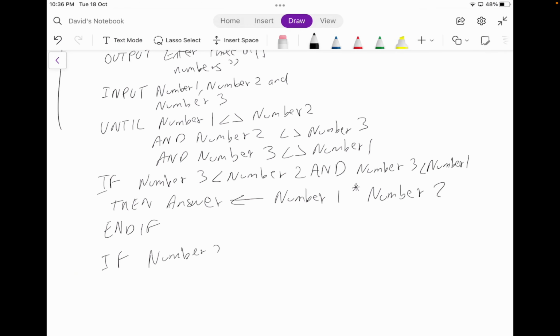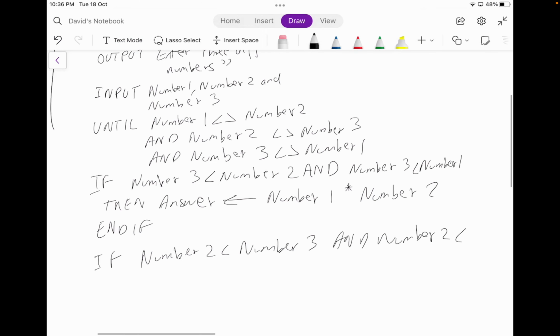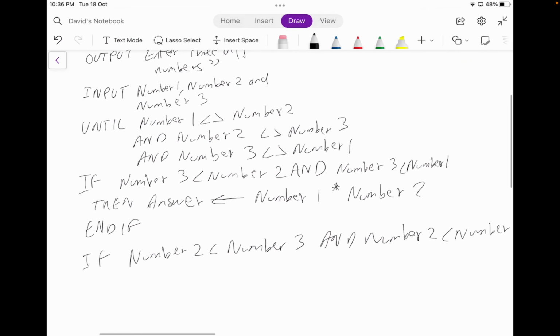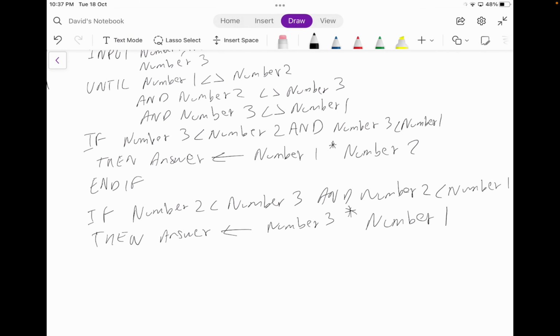If number 2 is less than number 3, and you can also mention AND or, number 2 is less than, let's say, number 1. We're going to write down the same step again. Then the answer is going to be number 3 times, asterisk sign, number 1. Once you do that, you're going to say END IF, since we're just going to output that same thing.